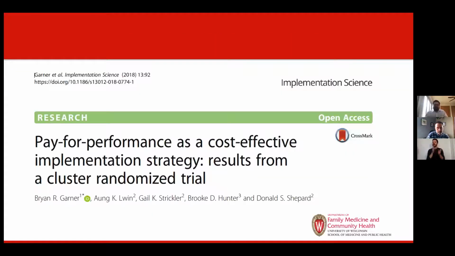Next slide. So I mentioned this one before. In terms of standardization, tracking, and reporting, we borrowed an approach that I first saw presented by a colleague named Brian Garner from RTI International. That was published in Implementation Science in 2018. Next slide.